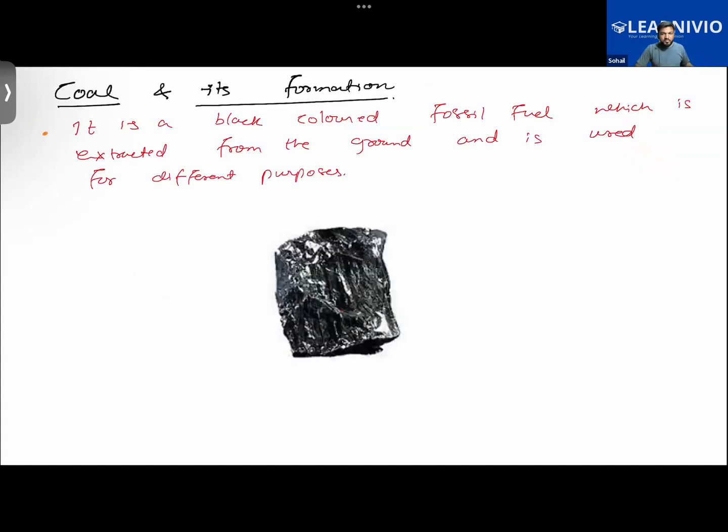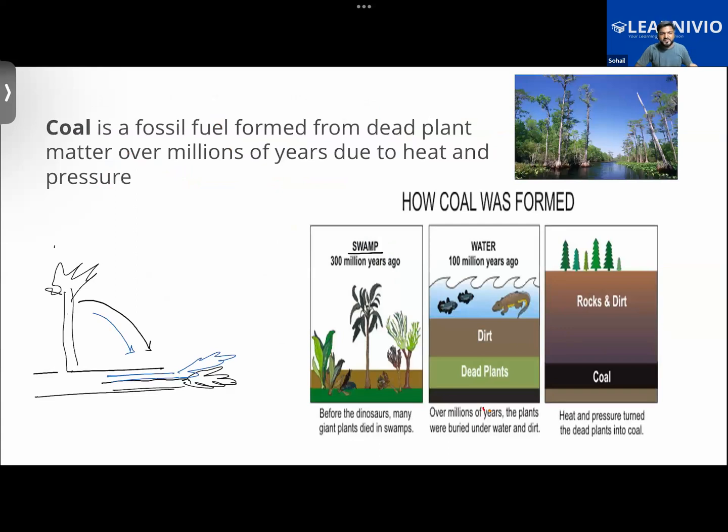Then in the previous class we learned about coal and its formation. We learned that it's a black colored fossil fuel which is extracted from the ground and is used for different purposes. I was not there for the class on the formation of coal. Okay, no worries. Let me give you a quick recap of the concept.